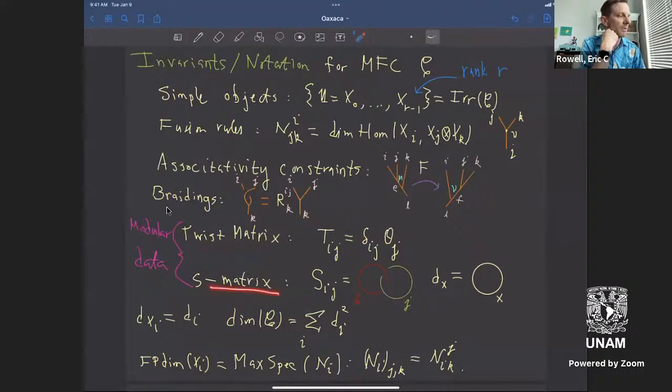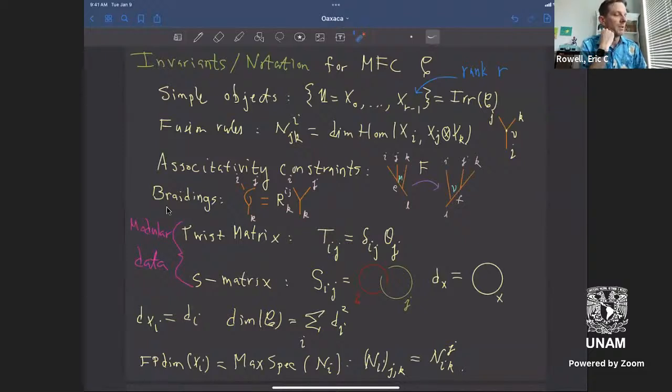And then the S matrix I've already mentioned is the invariant associated with colored Hopf links. And so we have these matrices. That's called the modular data, which is one of the most important invariants we have.